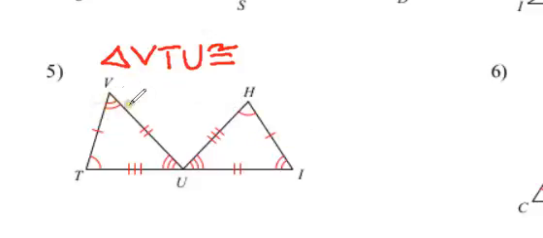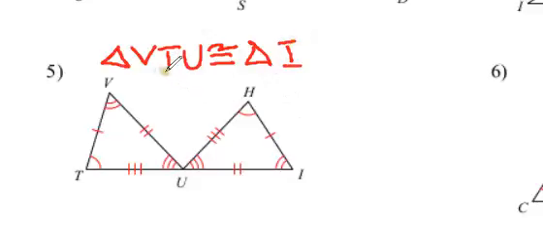See how there's 2 marks here on V? Well, there's 2 marks here on I also. That means that I and V are congruent to each other. So the first angle I'm going to write here is I, because I and V are congruent.